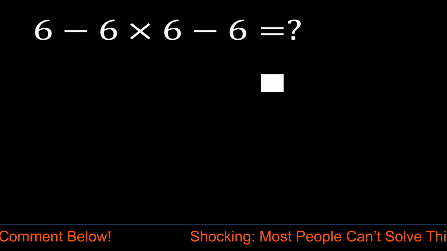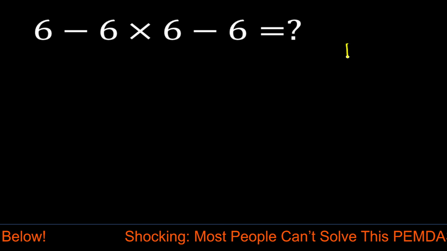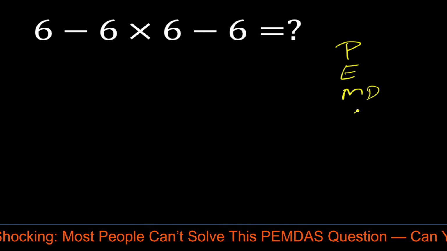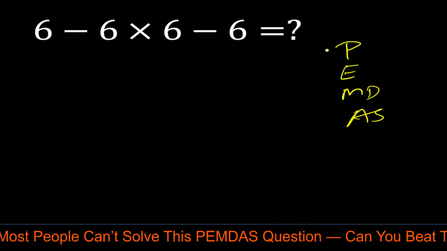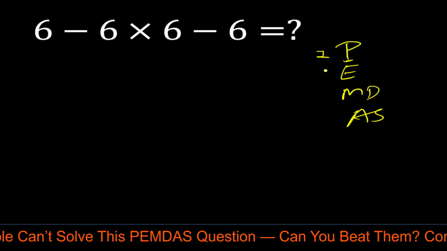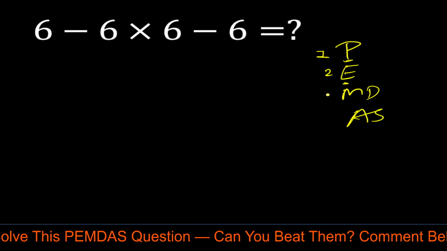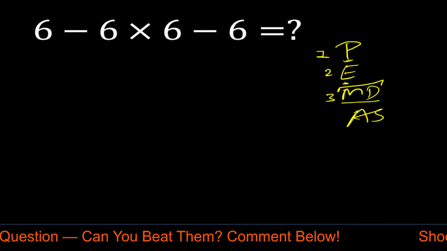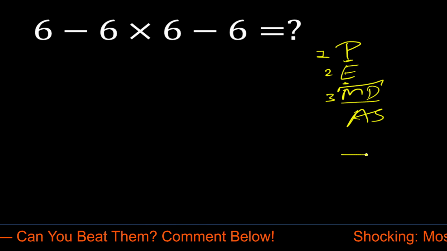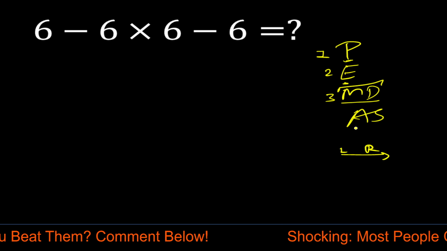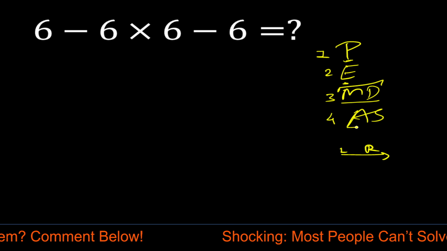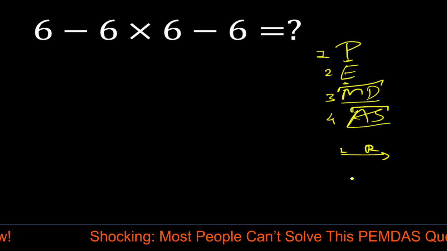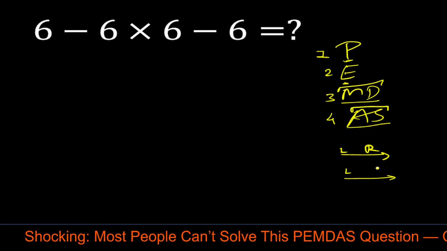So now let's solve this problem correctly by using the PEMDAS rule, right? PEMDAS. According to the PEMDAS rule, first priority is parentheses, then second priority is exponents, then third priority is multiplication and division. Here multiplication and division both have equal priority, so we have to solve it from left to right. Then fourth and last priority is addition and subtraction. Also addition and subtraction both have equal priority, so we have to solve it from left to right.